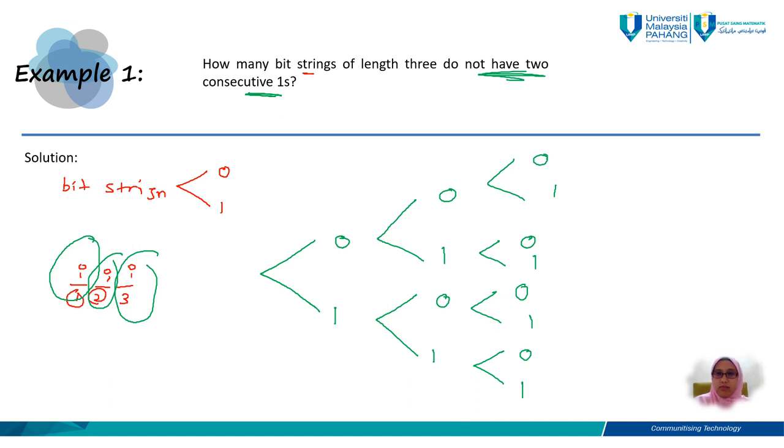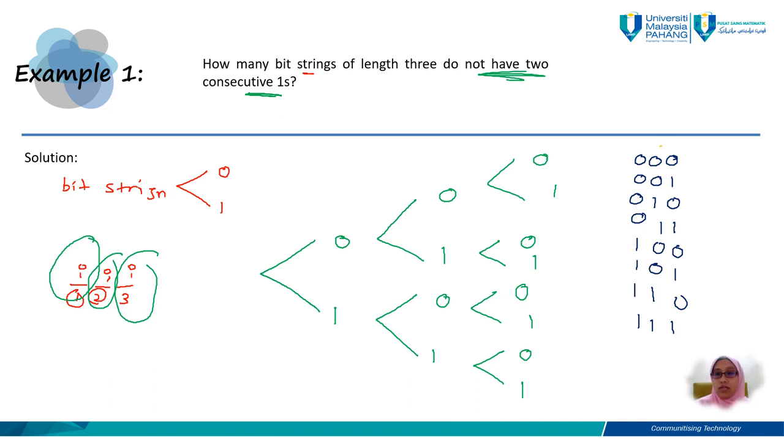Okay, from the tree diagram, let's list out our outcomes. We have 000, 001, 010, 011, 100, 101, 110, and also 111. So from the tree diagram, we have 8 possible answers. But these are not our final answer. Based on our question, we need to find the bit strings that do not have two consecutive ones.